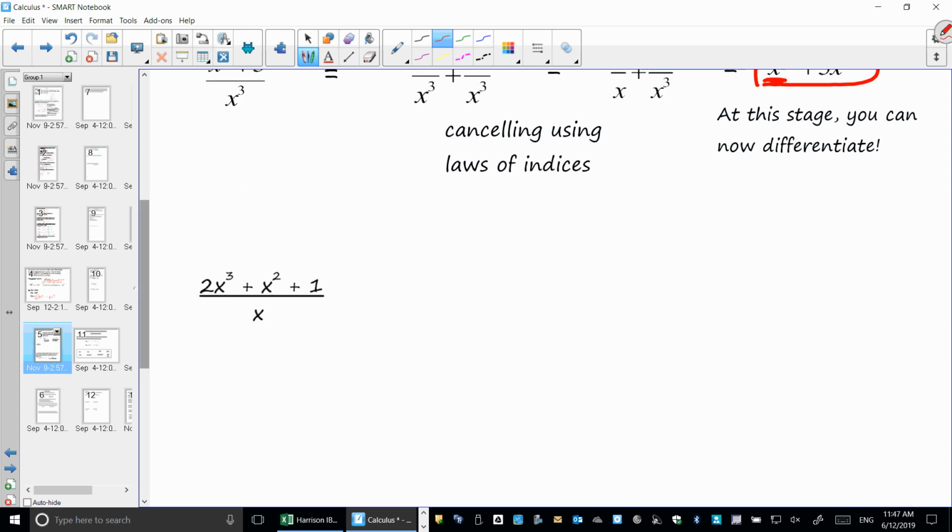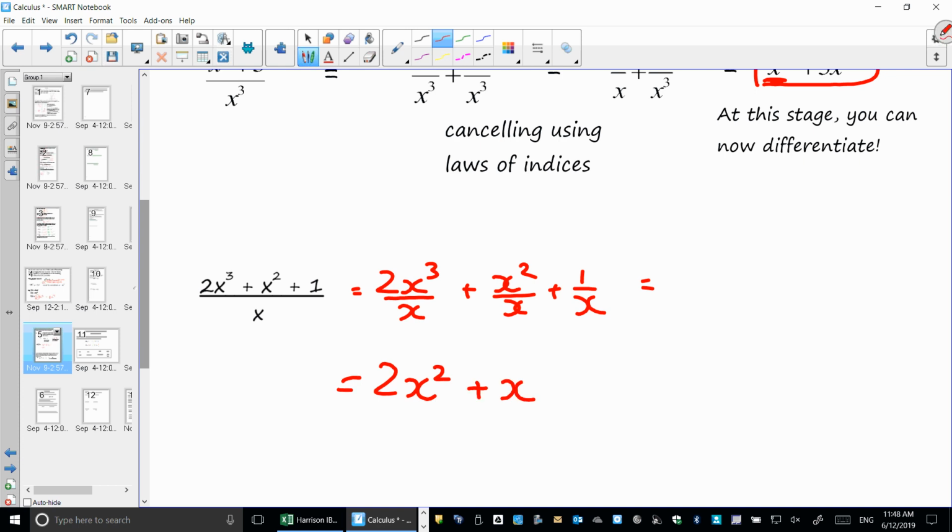So for this one, what would I write? 2x cubed over x plus x squared over x plus 5. And then how does that simplify? So basically, 2x. So I'm going to write this. 2x. And then x.